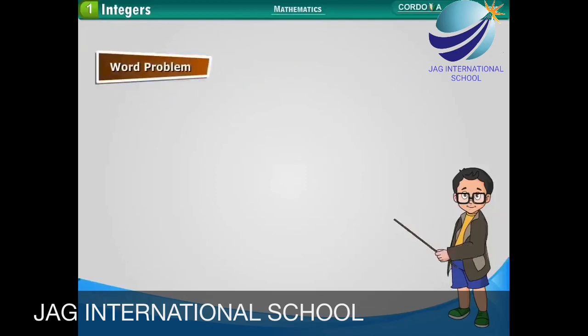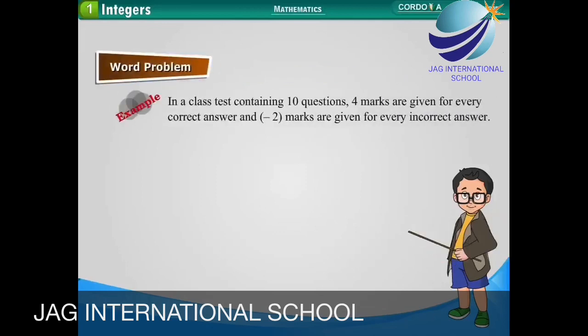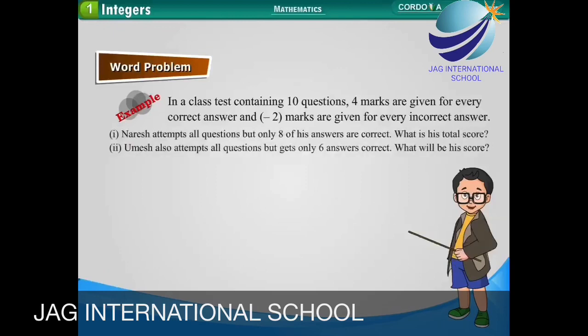Word problems. Example: in a class test containing 10 questions, 4 marks are given for every correct answer and negative 2 marks are given for every incorrect answer. Naresh attempts all questions, but only 8 of his answers are correct. What is his total score? Umesh also attempts all questions, but gets only 6 answers correct. What will be his score?